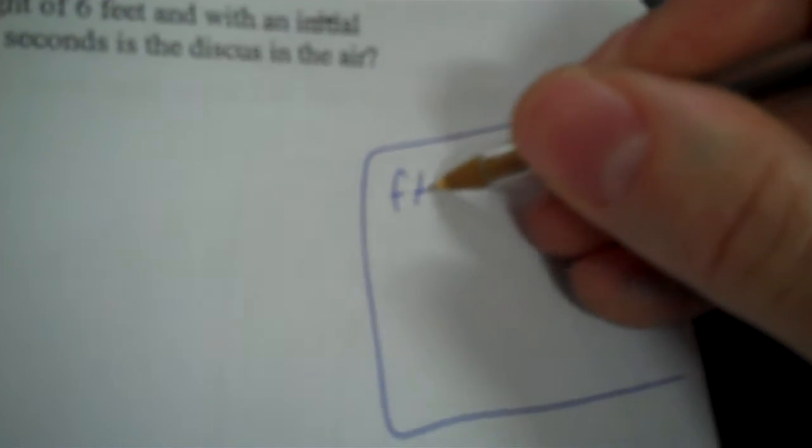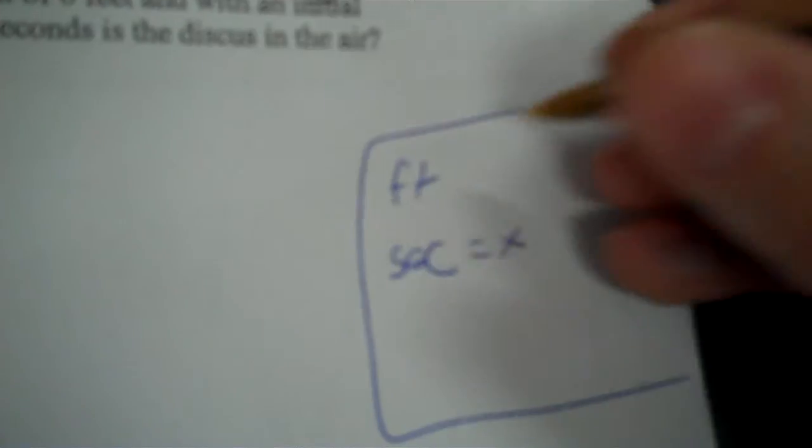Now the game's going to change. An athlete throws a discus from an initial height of 6 feet with an initial velocity of 46 feet per second. For how many seconds is a discus in the air? So again, we're going to forget all these lines. Don't worry about that. I used to teach this a different way, but I've came up with this way. X is seconds, Y is feet, and we're always finding the seconds here.